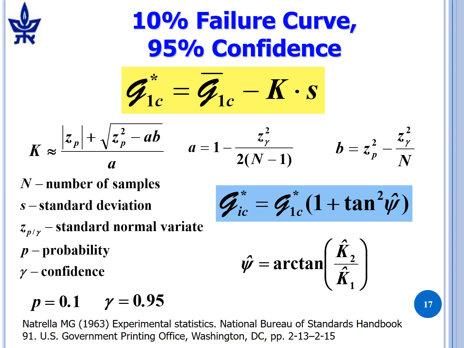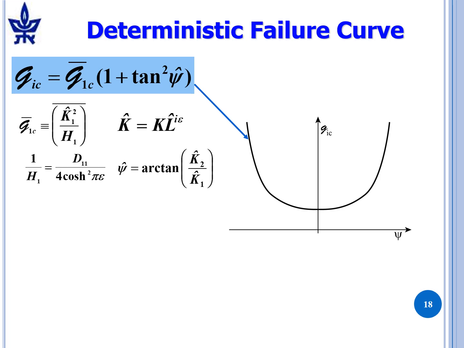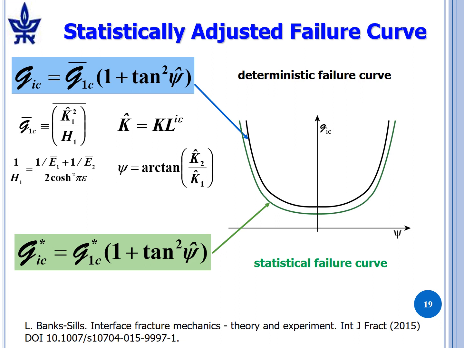This is a statistical criterion. So the deterministic criterion in the GIC psi hat plane is given by this equation, where GIC is the average of the K1 hat squared quantities. D, I remind you, comes from mechanical properties. Psi hat is the ratio of K2 to K1. And then we have the statistical failure curve, which is below the deterministic failure curve. So there's only a 10% chance that a data point will be below the curve with a 95% confidence.